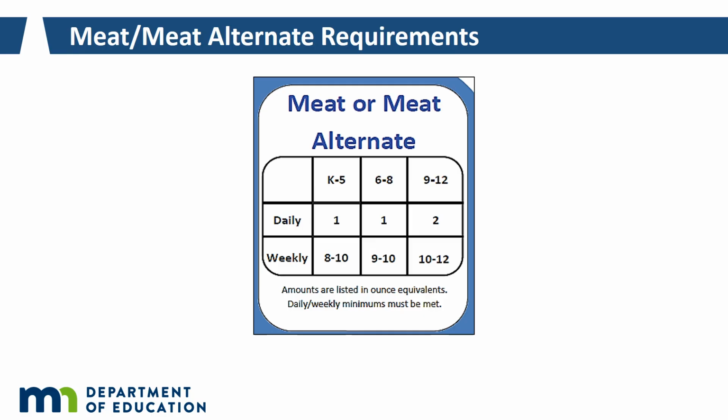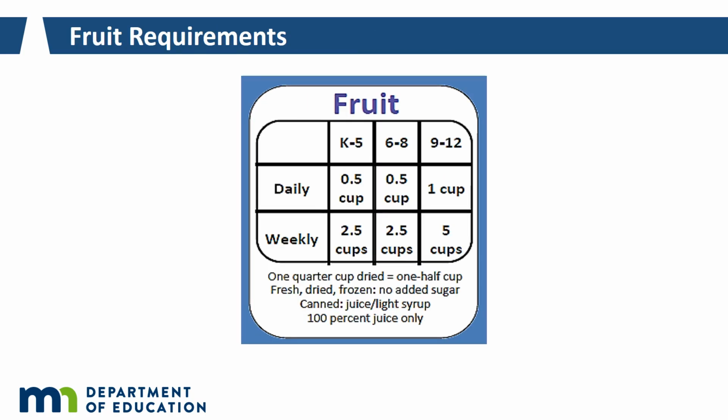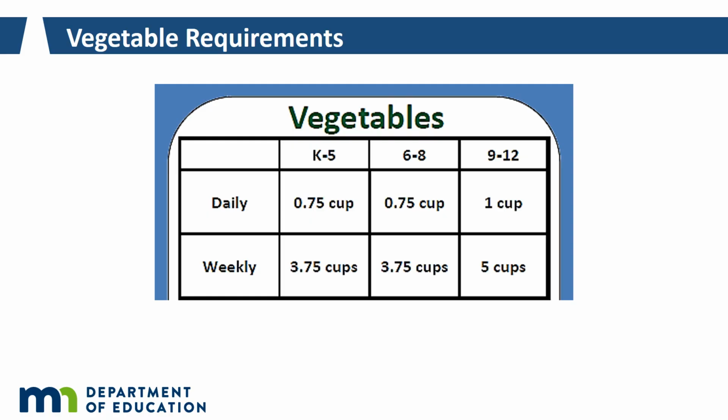For the meat alternate component, students in grades K through 8 must be offered at least 1 ounce equivalent each day, and students in grades 9 through 12 must be offered at least 2 ounce equivalents each day. For the fruit component, students in grades K through 8 must be offered at least half a cup each day, and students in grades 9 through 12 must be offered at least 1 cup each day. For vegetables, students in grades K through 8 must be offered at least 3/4 of a cup each day, and students in grades 9 through 12 must be offered at least 1 cup each day.